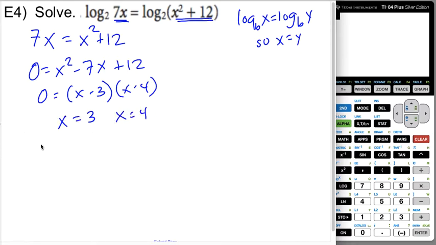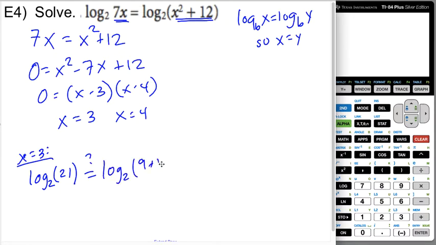So these are my two answers. I now need to check them in the original logs, right? So the way I usually do this is I check each one of them in the original equation, right? So I'm going to get log base 2 of 7 times 3, which would be 21. The question is, is it equal to the log base 2 of 9 plus 12? Hey, look, that's a 21. Yep, we're all good.